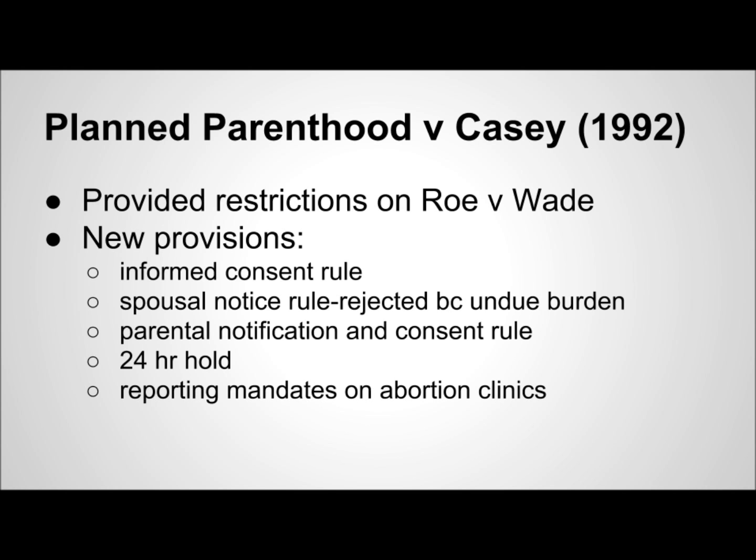Five provisions were considered. The informed consent rule, stating that the abortion doctors must inform their patients of the health risks. The spousal notice rule, stating that women must inform their spouses of the abortion. The parent notification and consent rule, stating that minors must gain consent from their parents. The 24-hour hold, stating that patients must wait 24 hours. And lastly, the reporting mandates, requiring abortion clinics to report themselves to the state. The only provision that was struck down by the court was the spousal notice rule, reasoning that it could cause an undue burden on the woman.